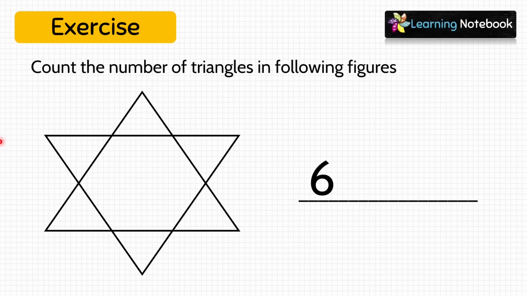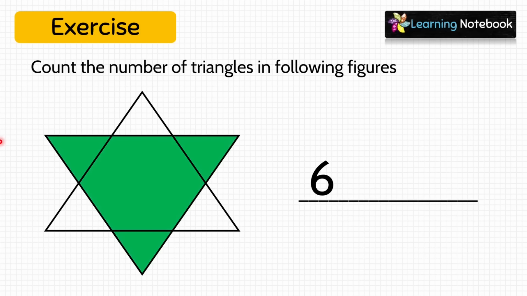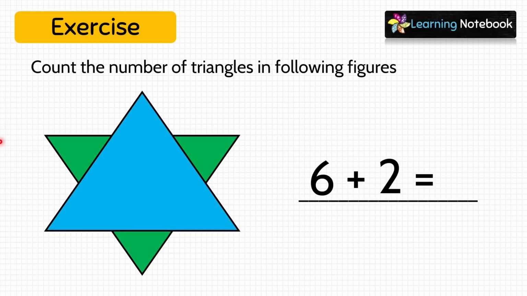Now look carefully. We also have big triangles. One is this and another one is this. So 6 plus 2 big triangles equal to 8. So this figure has 8 triangles.